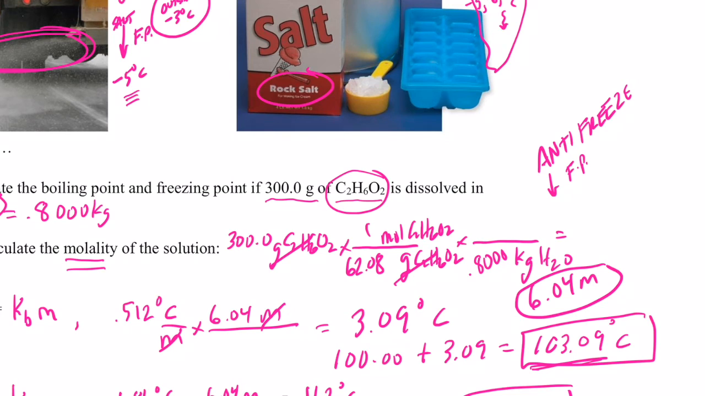So we don't want that to happen, but it also raises the boiling point. So we can keep the water in a liquid phase at a higher temperature so we can circulate it around the engine and continue to cool it off. So antifreeze actually does two things. It lowers the freezing point and it raises the boiling point. And that's why we add that to our car's water. We mix it with water to lower the freezing point and raise the boiling point.